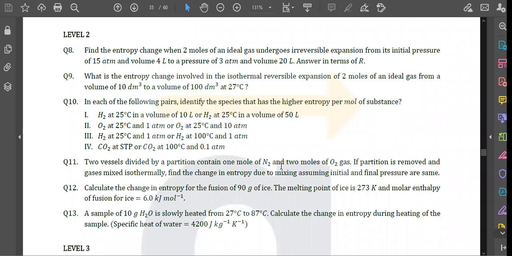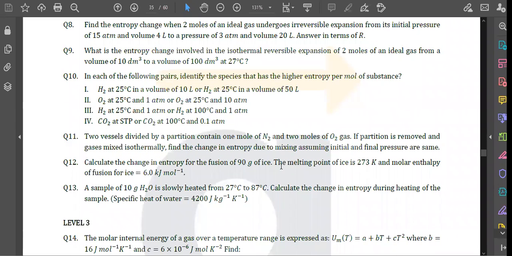Okay. Now, question number 12, evaluate the change in entropy of fusion of gas. Again, it is delta S is equal to delta H by T, right? Now, delta H of fusion is already given, which is 6. Temperature is also given, which is 270, right? Got it, everyone? So, delta S, you can calculate.